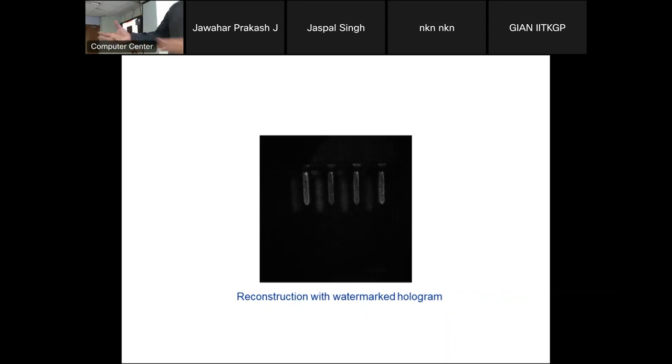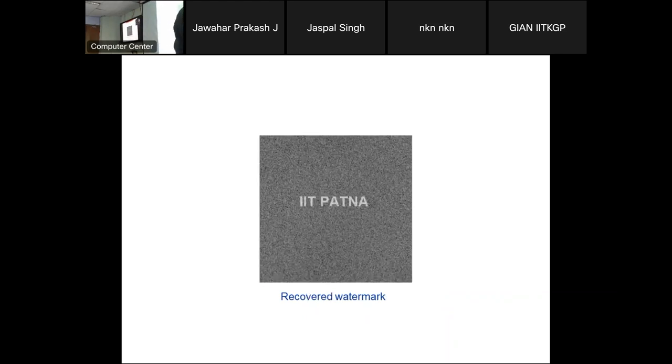Now, who can retrieve the watermark? For retrieving the watermark, you have to know what were the encryption keys used for this one. You have to use those keys, then you will be able to retrieve the watermark for the IIT Patna. And if I want to check the watermark, this IIT Patna is back. It will be back only when all the keys I used for the encryption, the same we have to use for the decryption. So we are able to retrieve the watermark.